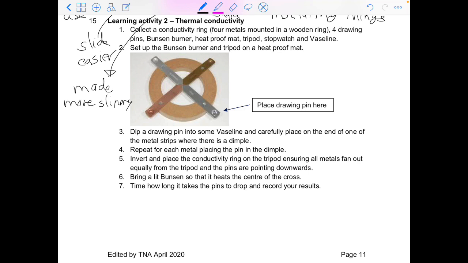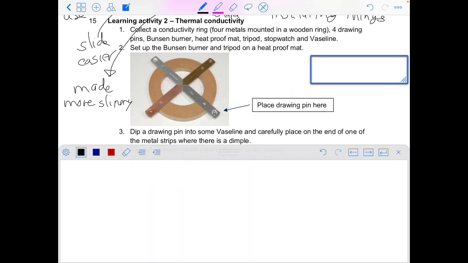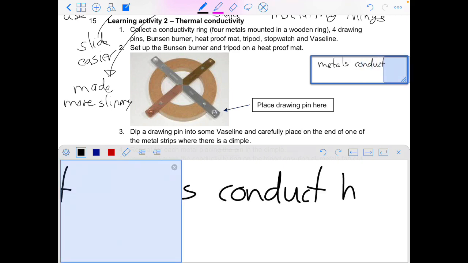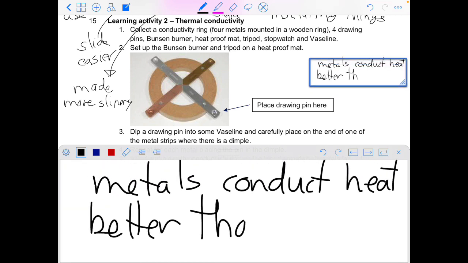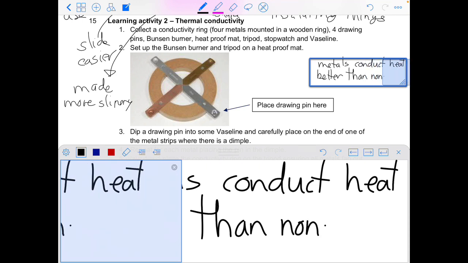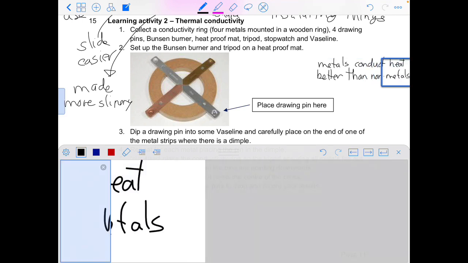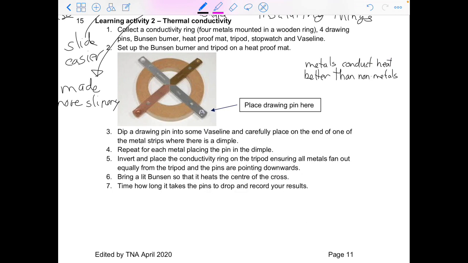So we do already know that metals conduct heat more easily than what? Than non-metals, yes. So metals conduct heat better than non-metals. This is something we know and that we've talked about from atomic structure. But these are 4 different metals. So different metals conduct heat a little more or less well, depending on the metal itself.